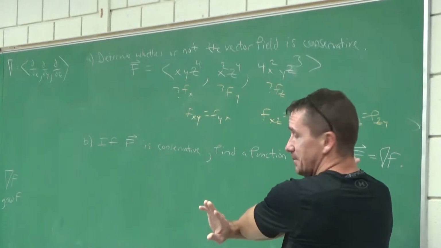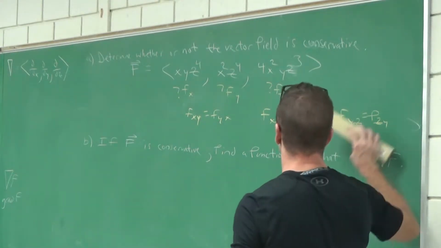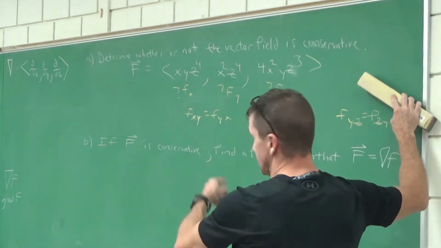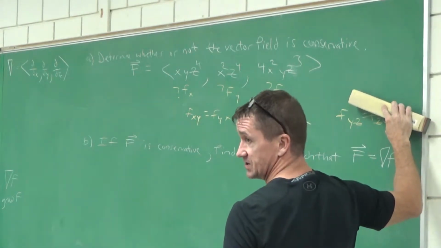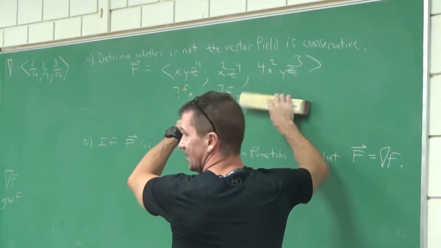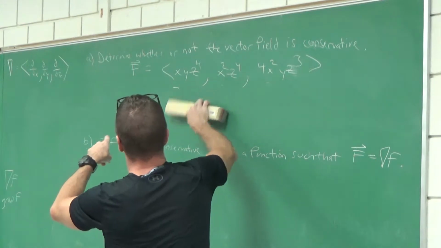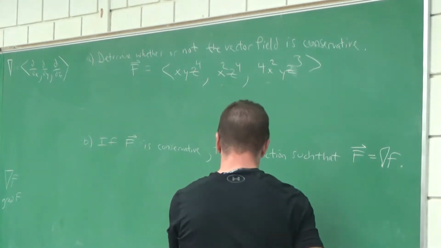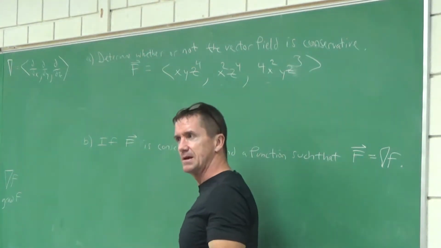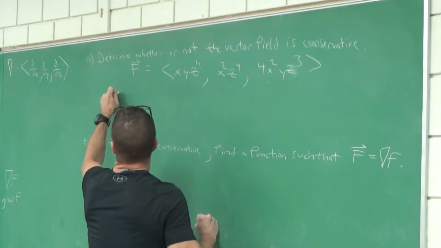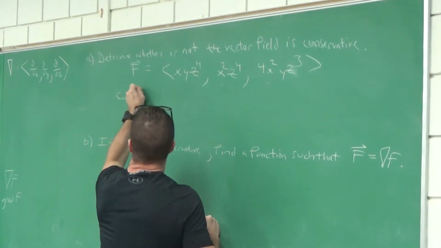Most students decide, I'm just going to do the curl of the vector field, and if it comes out to be 0, the answer is yes. If it doesn't come out to be the 0 vector, it's no. But some students find this easier, and I say okay. If you really think about it, it's probably the same amount of work. All right, let's get to work.